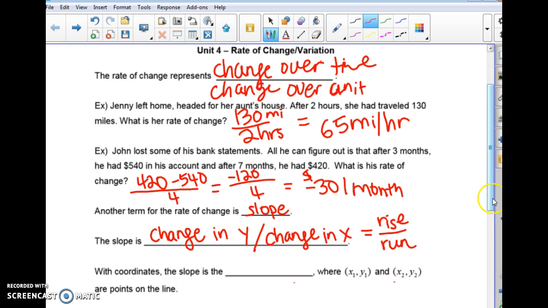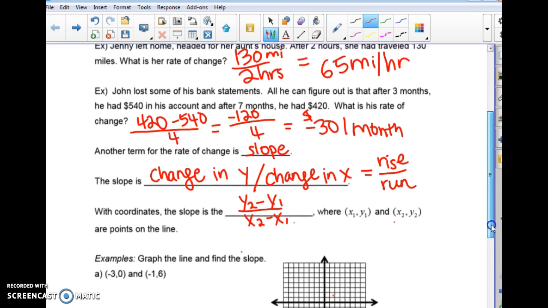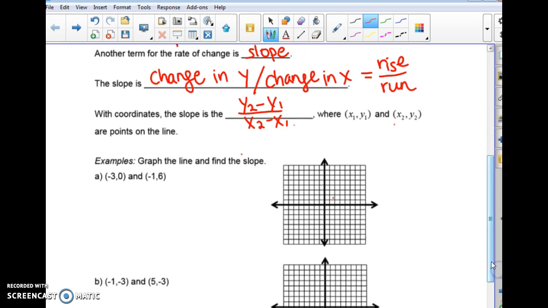Okay? So we always rise and then run. With the coordinates, the slope is the change in y over the change in x, and here is how we write it: y2 minus y1 over x2 minus x1. So let's take a look at it. Example: graph the line and find the slope. We can do it two ways, and I'm going to show you both ways.